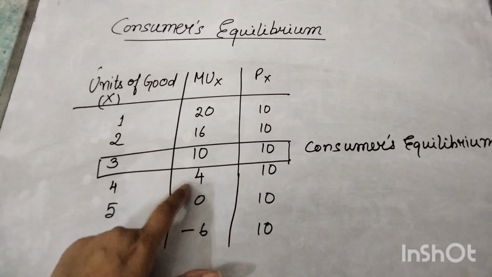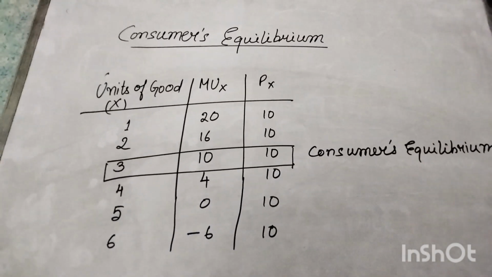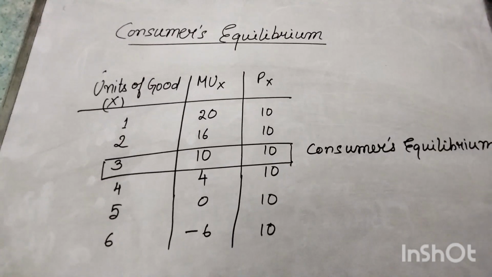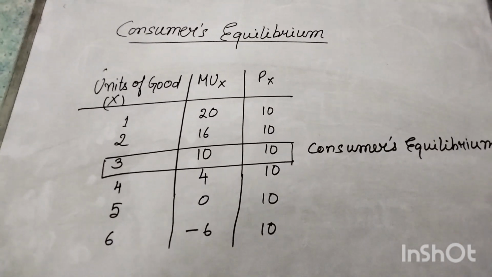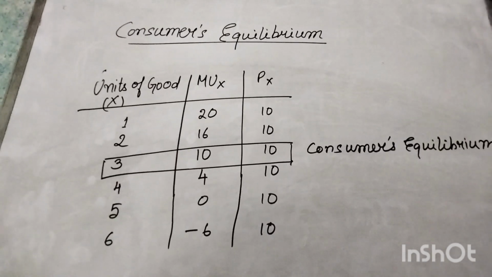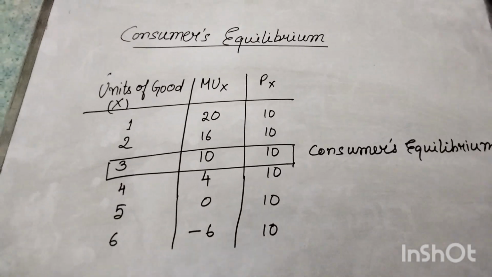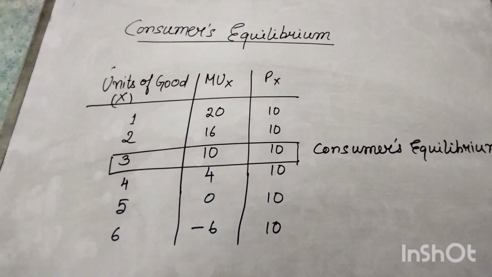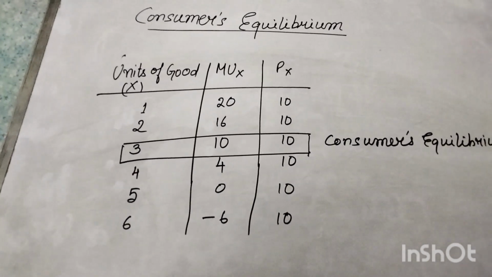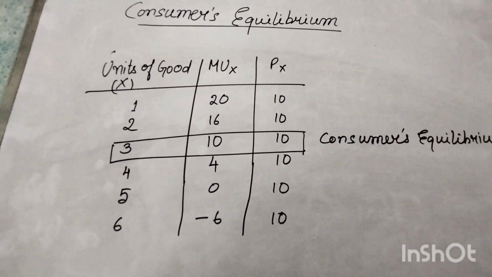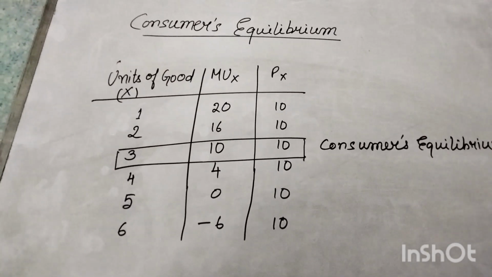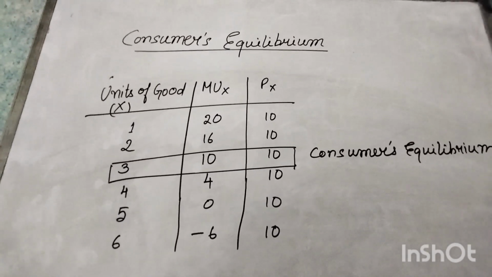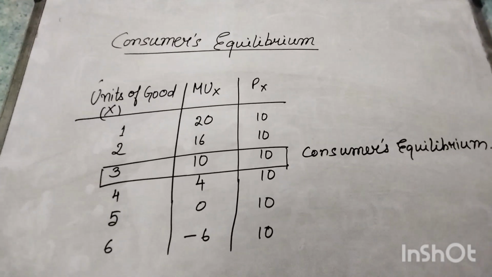So at this stage the consumer will not be satisfied, because here the price is more than the utility. Here the price is more. So at this stage also the consumer won't be satisfied, because what is the condition of the rational consumer? The rational consumer always wants to increase his total utility. Now let us see with the help of the diagram.